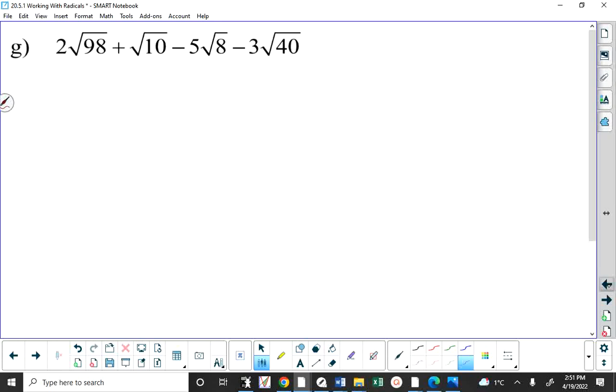So root 98 is root 49 times root 2. I'm pretty good with my perfect squares. You're going to have to work around that somehow on your calculator.